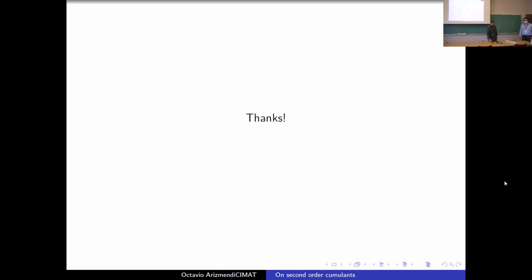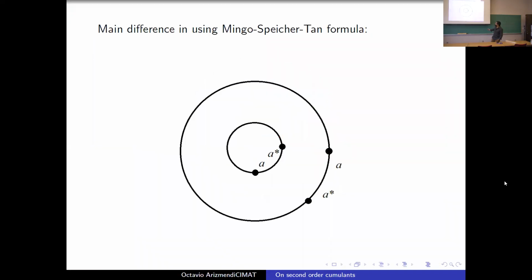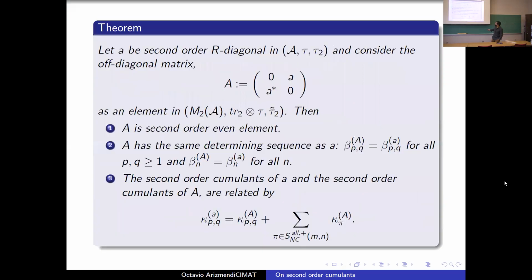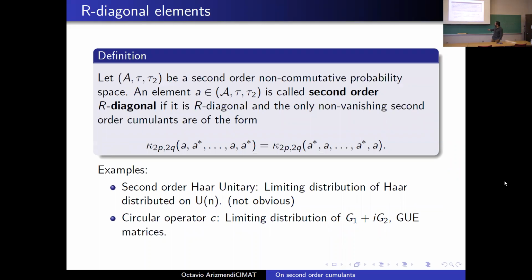Yes, please. Can you go back to the definition of the second order R diagonal free cumulant? Second order R diagonal. Yeah, R diagonal. Yeah, here. What happens if you have A star, then you have it P times, and then you have 2 times A star A? Yes, sorry. This is the same. This is also non-zero. It's also not zero.